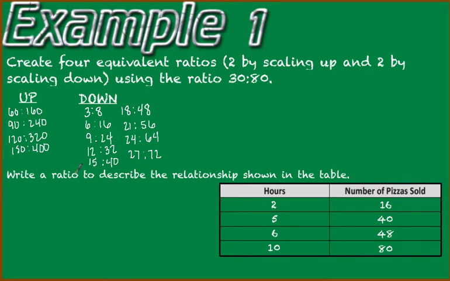All right, so now I want you to look at the second problem, and I want you to write a ratio to describe the relationship shown in the table. To describe the relationship shown in the table, you want to find the original ratio first, and then look at how hours compares to the number of pizzas sold. I want you to pause, and when you come back, we'll check your answer.